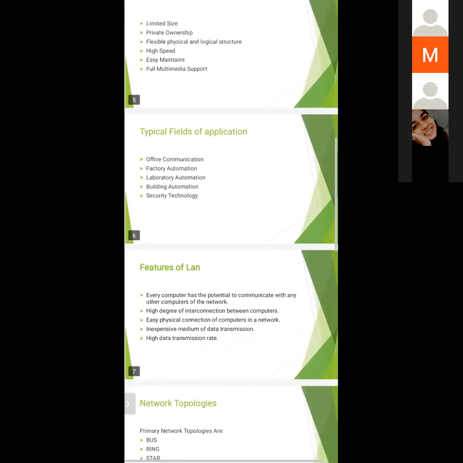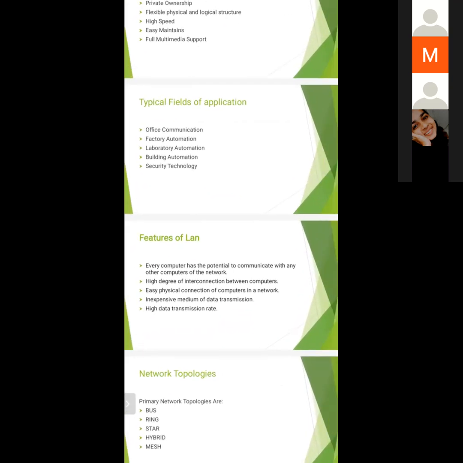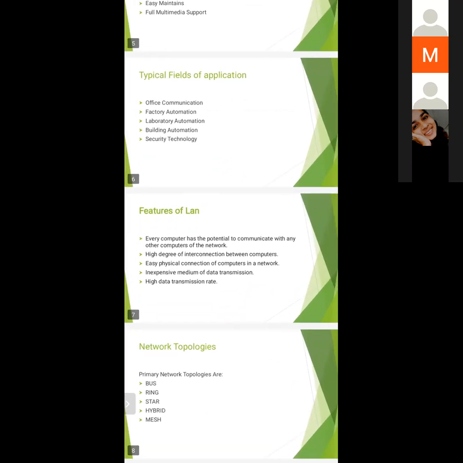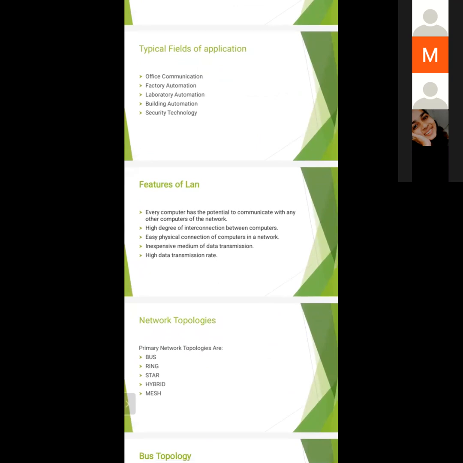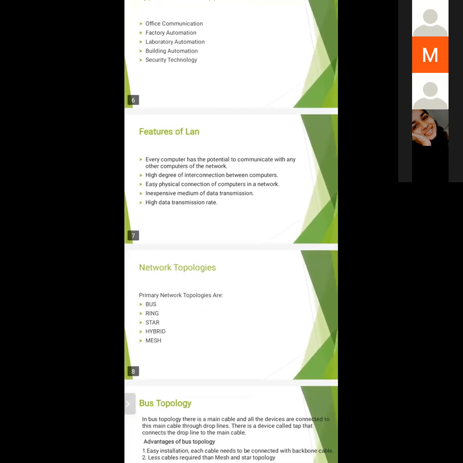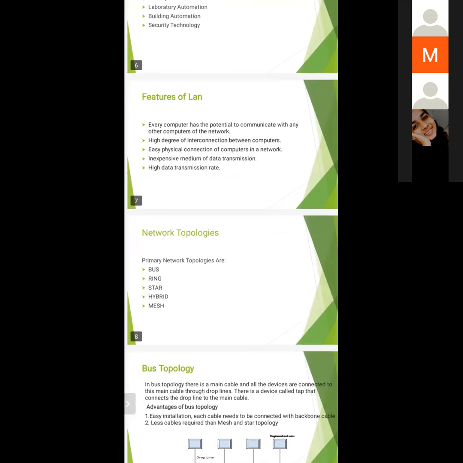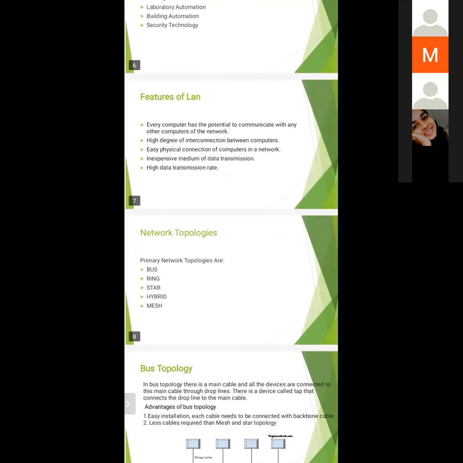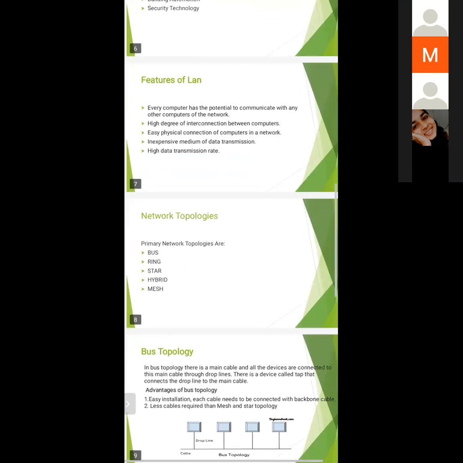Features of LAN: every computer has the potential to communicate with any other computer of the network. High degree of interconnection between computers. Easy physical connection of computers in a network. Inexpensive medium of data transmission. High data transmission rate. Primary network topologies are five, but I will explain three: bus, ring, and star.